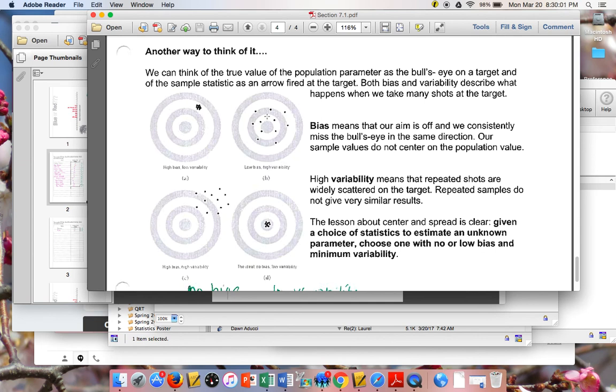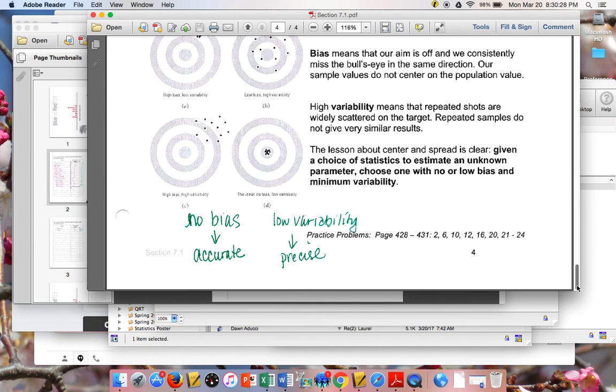We could have low bias, so they're surrounding my target, but high variability. They're way too spread out. This would be terrible because we'd have high bias and high variability. We're completely off and everything's spread out. This is the ideal: we have no bias because everything we're getting from the sample is estimating what we want to estimate, and we have low variability, so they're all very close to each other. That's the best case scenario.